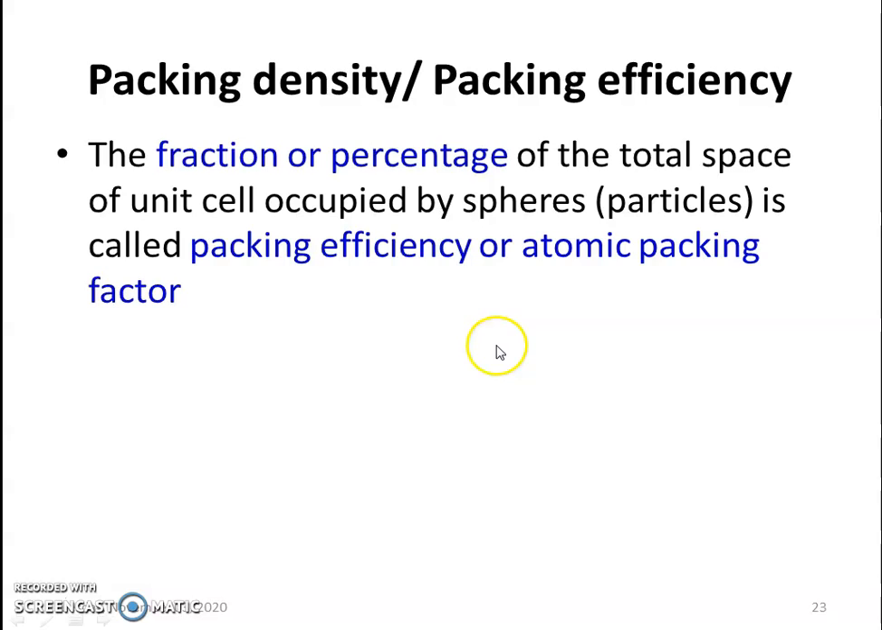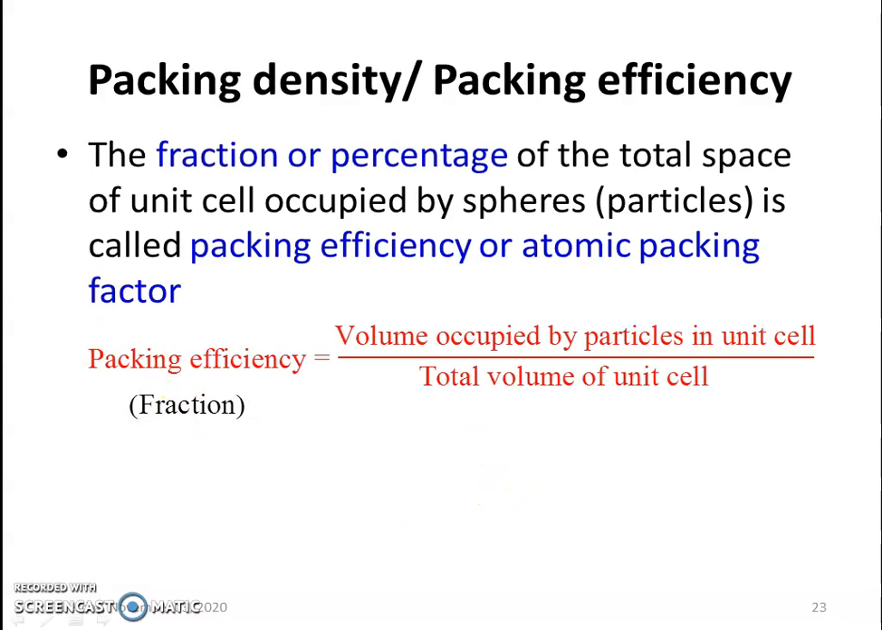So the fraction or percentage of total space of a unit cell occupied by spheres or particles is called packing efficiency or atomic packing factor. The definition is very important. The fraction of space occupied by atoms in a unit cell is called atomic packing factor or packing density. Its formula is: packing efficiency in fraction is equal to volume occupied by particles in unit cell upon total volume of unit cell.